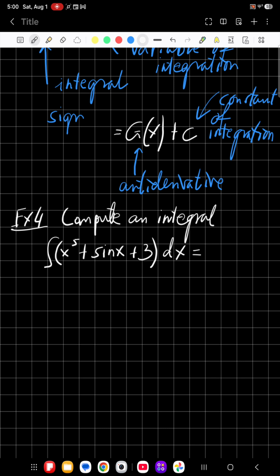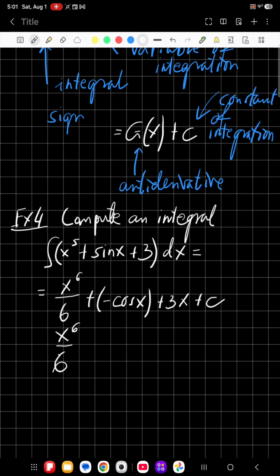Anyway, basically I have x to the 6th divided by 6. And now I have plus sine of x. So I'm thinking, what do I need to put here so that when I take a derivative of that, I get sine of x? Well, it's negative cosine of x. And then I have plus 3x plus c. Okay, simplify that: x to the 6th over 6 minus cosine x.